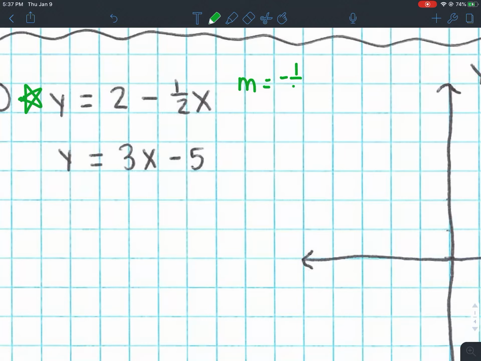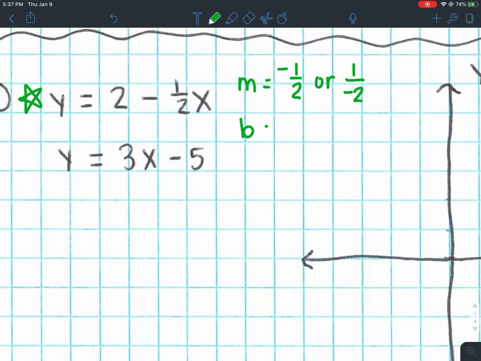It's negative 1 over 2 or 1 over negative 2. So it's been a while since we've talked about different slopes, but negative 1 over 2 is the same thing as 1 over negative 2. If I put both of those in my calculators, I'm going to get negative 0.5 for both.